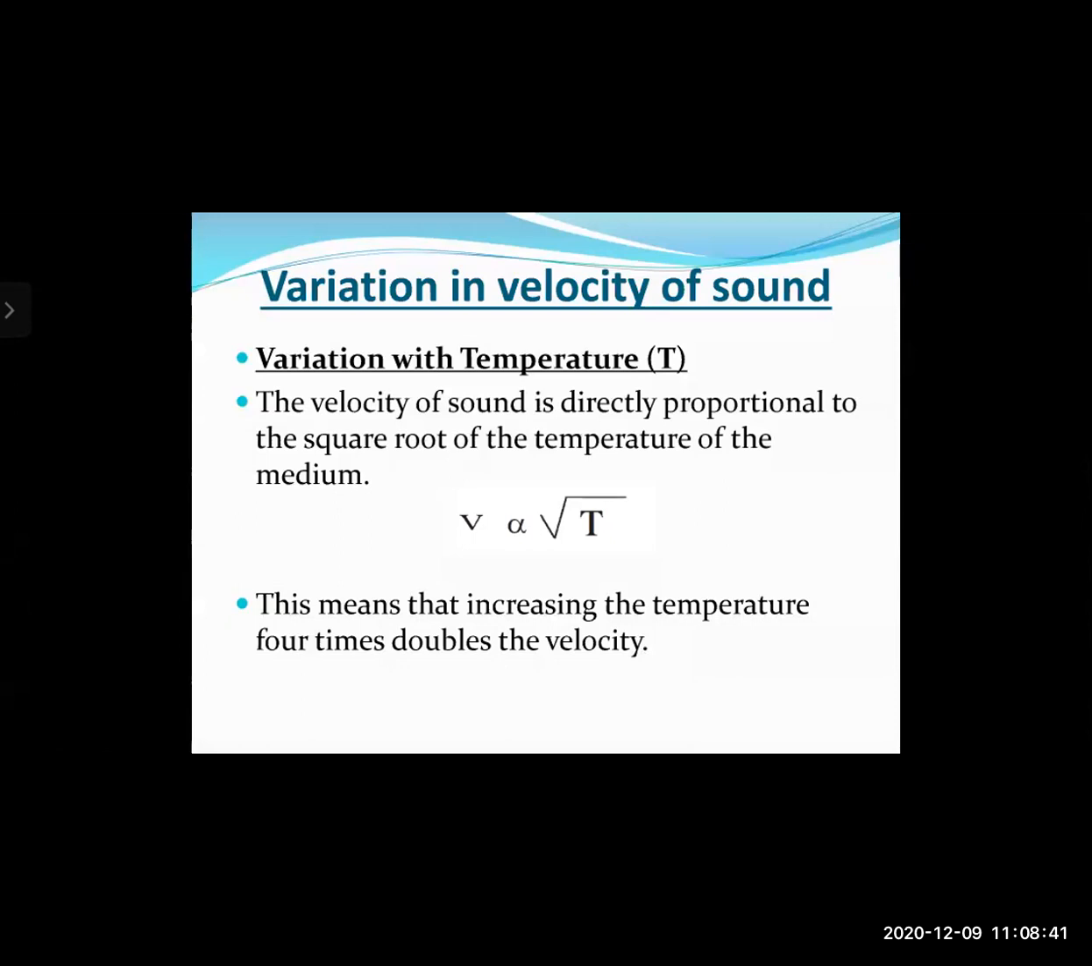Let us assume that the velocity of sound in that gas at 20 degrees Celsius is x. If you increase the temperature by 4 times, 4 times 20 degrees Celsius will be 80 degrees Celsius. So at 80 degrees Celsius, the velocity will be doubled. That means it will be 2x. So increasing the temperature by 4 times will double the velocity. That is the meaning here.